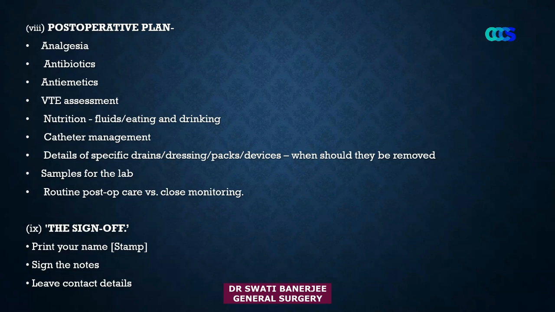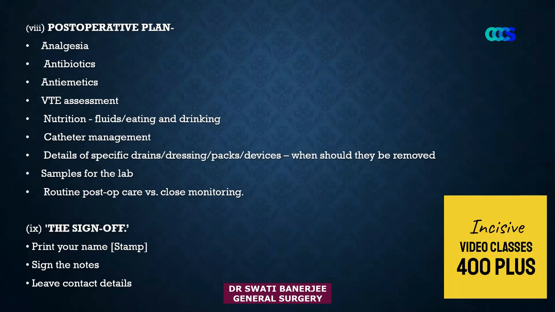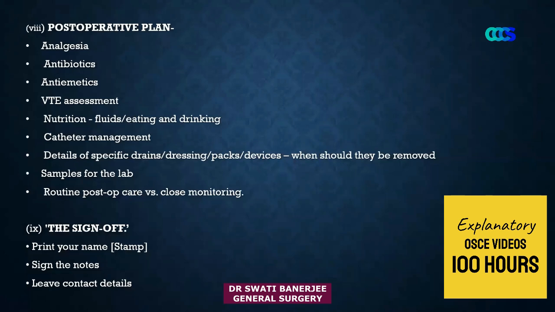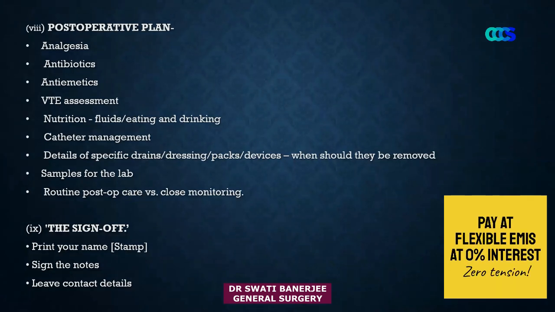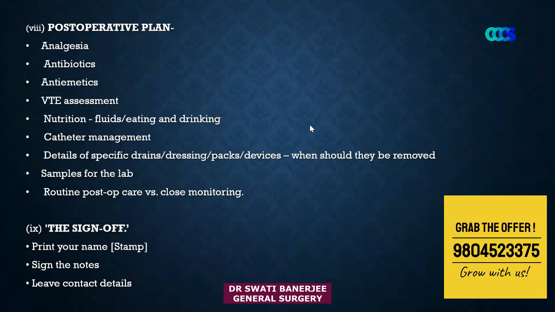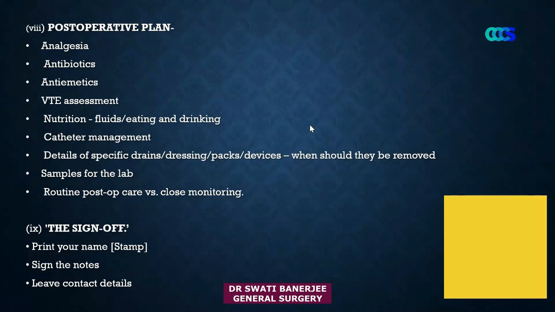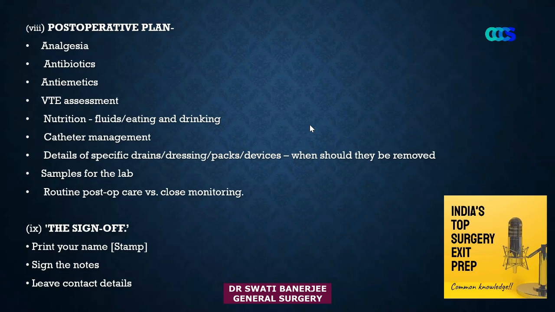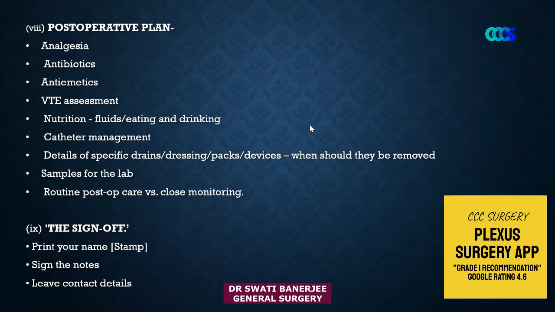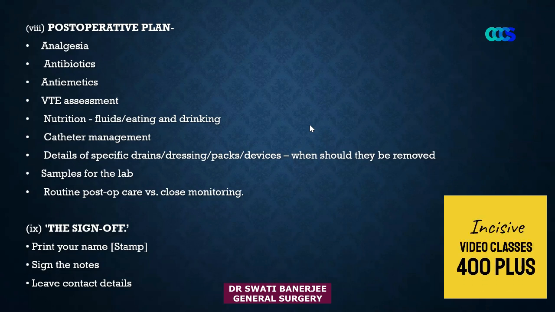The catheter management, if you want the catheter to be taken out the next morning, if you want a clamping of the catheter, if you want the documentation of the urine output, details of the specific drains, dressings, packs, and devices. When you want the drain to be emptied, what are the contents of the drains? So the details of the specific drains and when they should be removed, their contents to be documented, when to empty the drains, samples for the lab, if you want to send any. Sometimes we send drain fluid for amylase in pancreatic surgery. So you need to mention this in the post-op advice.